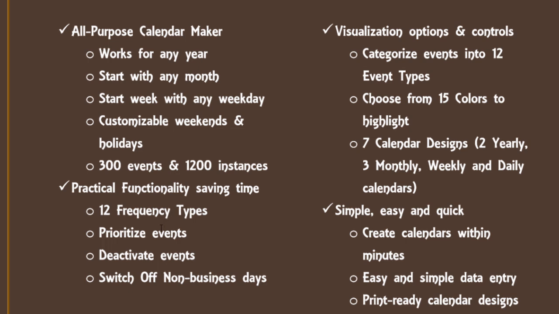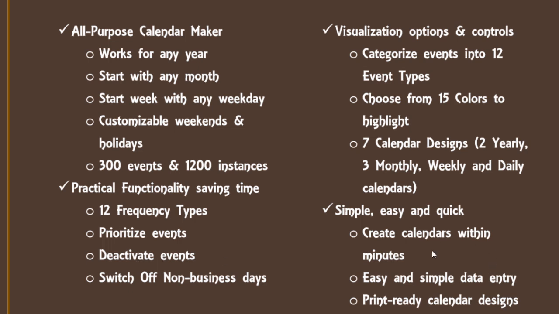You can prioritize events to decide which colors should show up if you have conflicting events on the same day. You can easily deactivate an event if you don't want it to display on the calendar, just for that one PDF that you want to create. It's very easy to deactivate and activate it again. And it handles business days and non-business days.